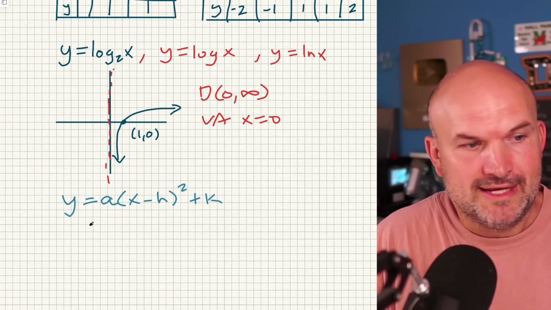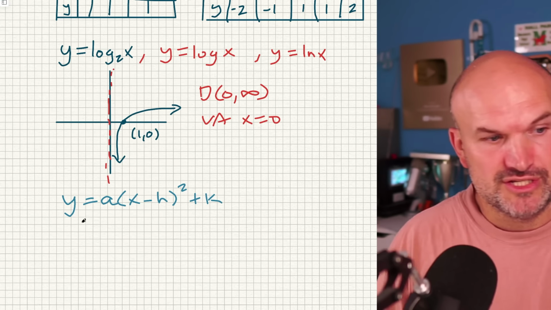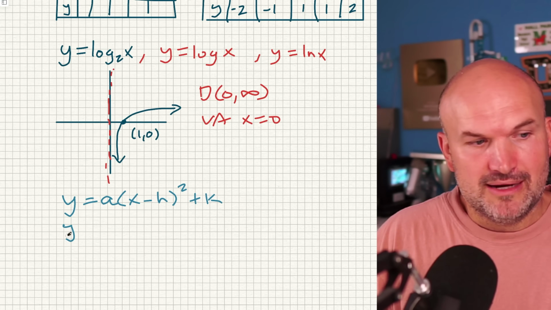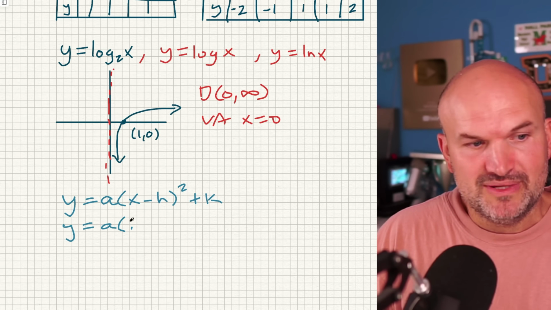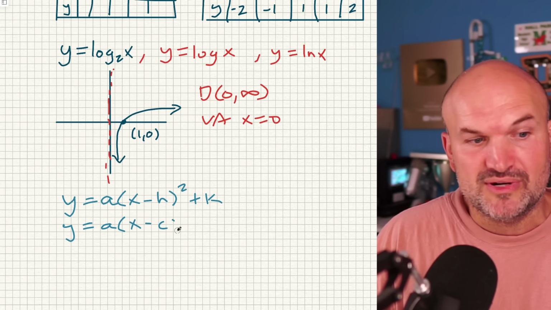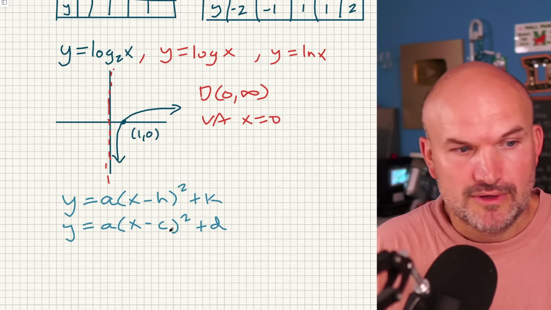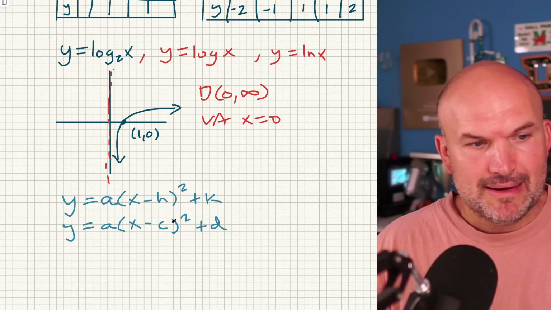But here's the cool thing about transformations with functions. They're all the same. Now, I'm not going to use h and k. I'm going to use some different letters if that's okay with you, because remember, h and k just represent real numbers in this case. So I'm going to use c and d.